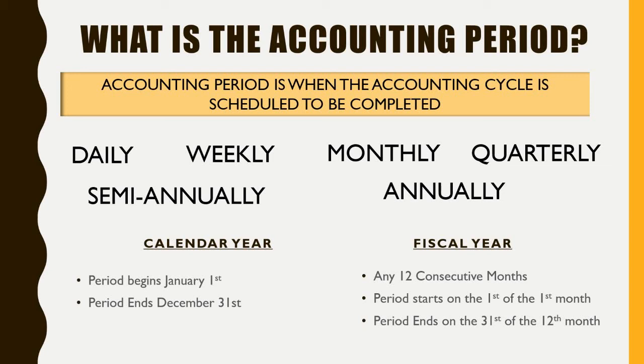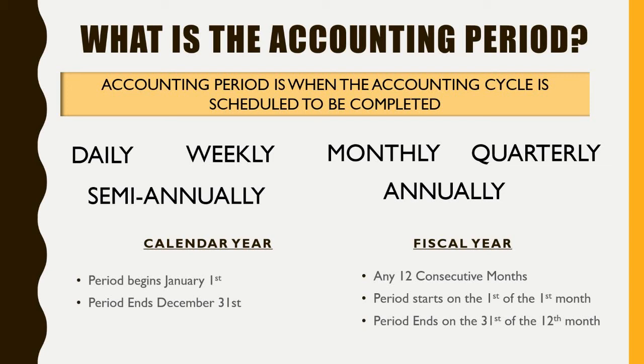The state, local, everything that's government run, they typically go for a fiscal year, which means they can determine any year at the start of any month, as long as it's for 12 consecutive months and it starts on the first of the month and ends on the last day of the 12th month.